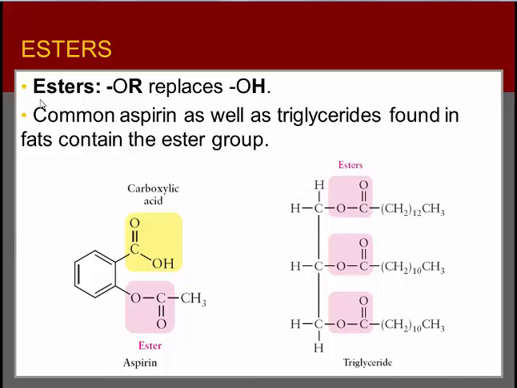First one we want to discuss are esters, and that's where an OR will replace an OH. So here's an example of aspirin. That has a carboxylic acid functional group, and it also has an ester functional group. Here's a carbonyl, an R group, O, R group. So the entire rest of the molecule is the R group for this ester. So this is an ester, a carbonyl, OR.